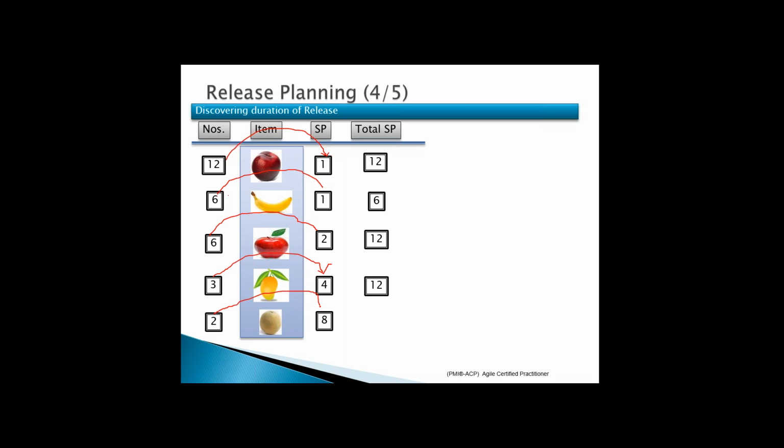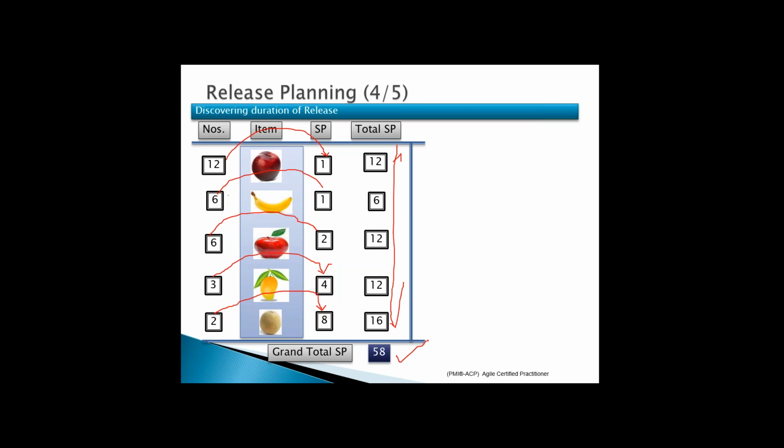I want this fruit, not sure whether it's cantaloupe or not, into 8 story points, 16. If I sum this entire thing, the total story points of all the user stories, I would get a grand total story point, which is 58 here. I have a total of 58, right? Story points. Now, how many iterations do I need to have?